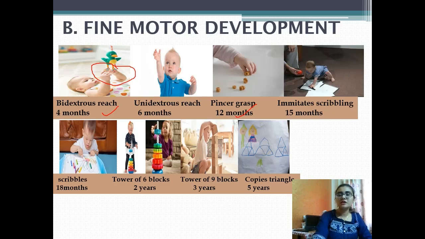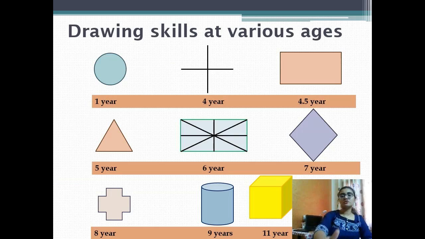This is pincer grasp. Imitates scribbling, tries to scribble, takes a pen and imitates that. Acts like he's scribbling in the age of 15 months. But he does scribbles by the age of 18 months and makes your walls very colorful and floors also colorful with all sketches and pens. Right? Makes tower of 6 blocks by the age of 2 years, tower of 9 blocks by the age of 3 years, and copies triangle very beautifully. Some child has drawn these by the age of 5 years. Right? So here are some drawing skills according to age.